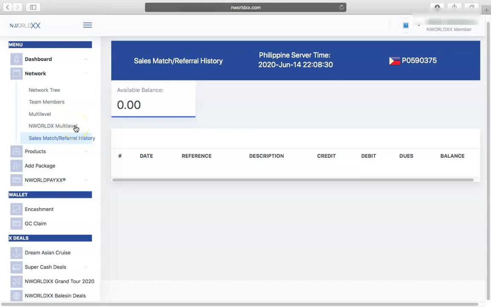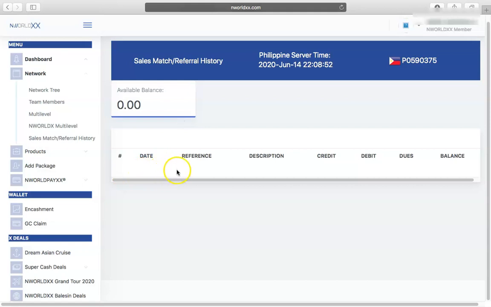Under the sales match or referral history, of course, you can find here the total bonuses that you have earned from the matching bonus or the pairing bonus and your referral bonus. Whenever you start earning, it will be reflected here. Available balance is the amount of money that you can now withdraw.